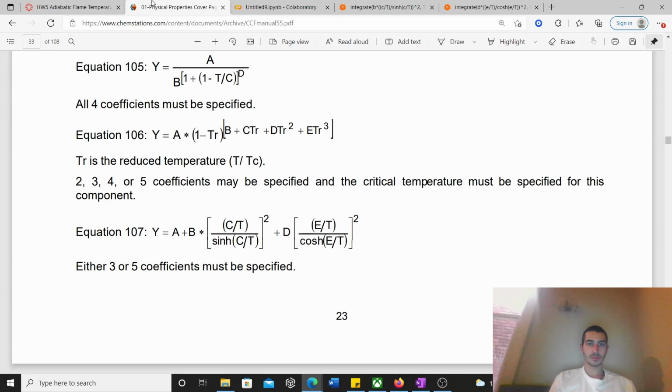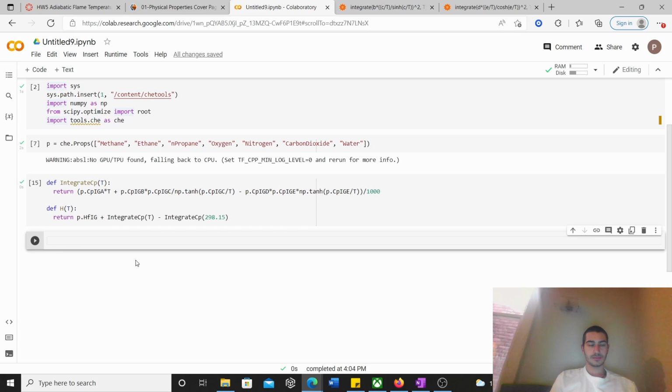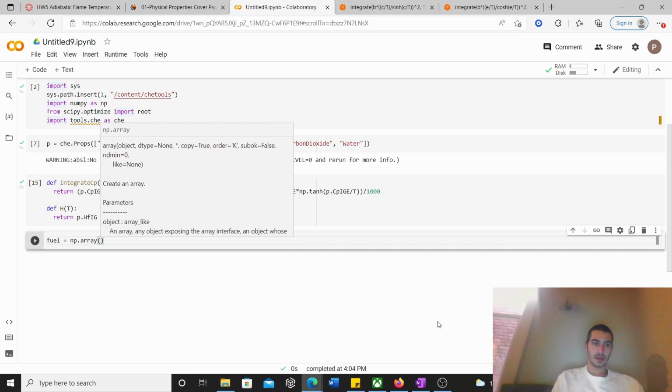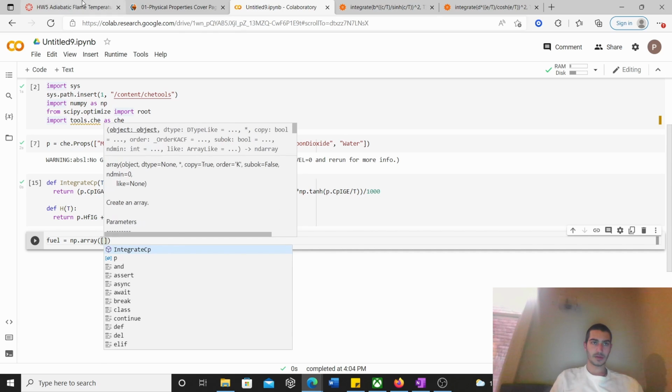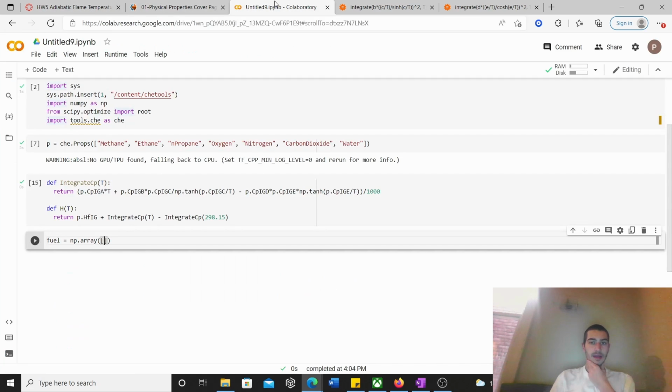Right? So if we go back looking at our Python code so far, from now what we need to do is start creating arrays and matrices to find the temperature. And so we start off by creating an array with the different amount of moles that we have, right? So I'm just going to call this array fuel, and it's going to be a numpy array, more specifically. And we're going to be using the values that we're given. So we have 95 methane, 4 ethane, and 1 propane. So we're going to act like there's a total of 1.